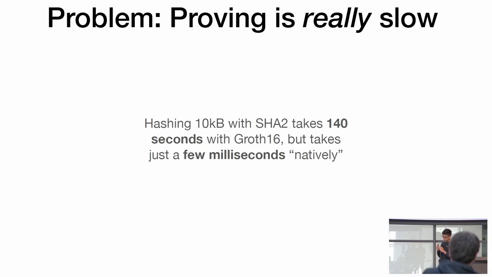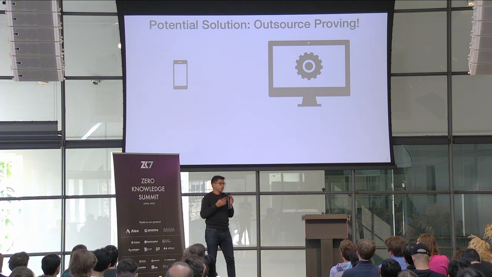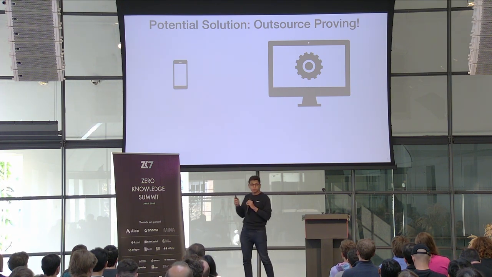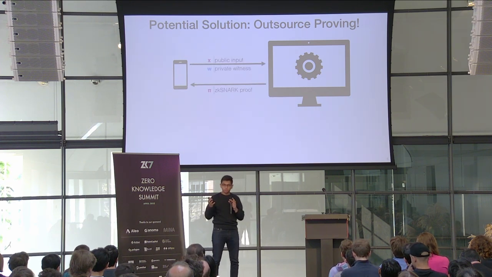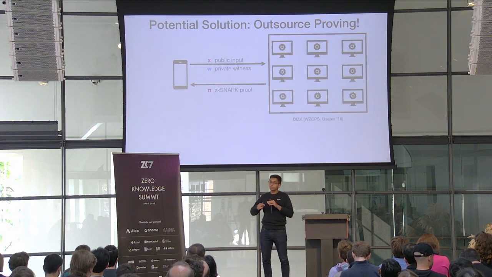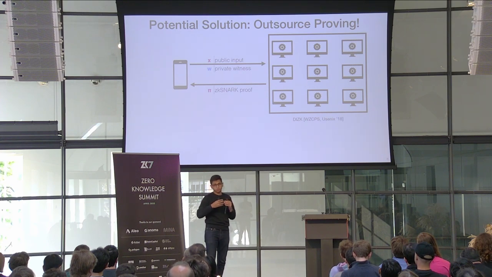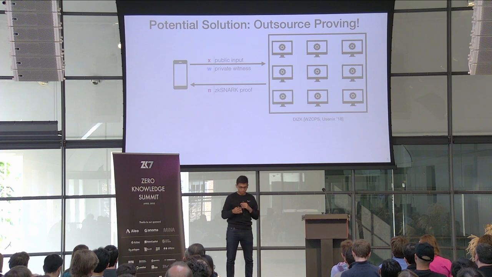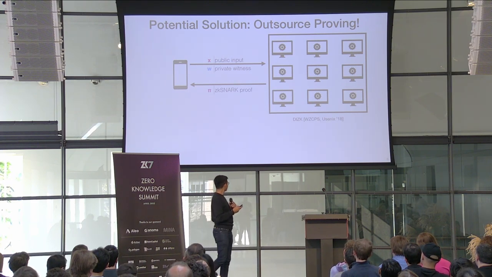So SNARKs are slow. One thing you can try to do is say, OK, I'm not going to run it on my phone. I'm just going to throw it off to the cloud and have some powerful machine run it for me and give me back the result after running the prover in some amount of time. And if your computation is particularly large, you can even use a cluster, like a Spark cluster, to run your computation. There's a paper called DIZK, which shows how to do this, and you get very nice scalability.